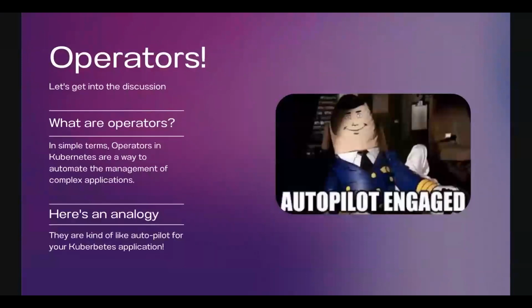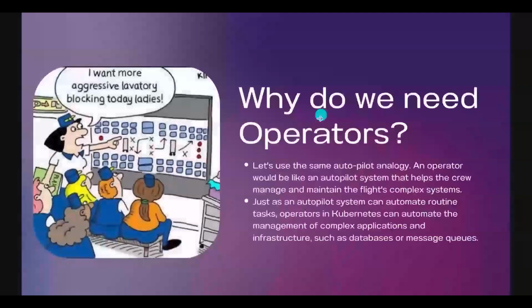So, why do we need operators? Let's keep using that autopilot analogy. Let's say you have a huge flight and you require an autopilot system to maintain your crew and your flight systems. I mean, you can't always depend on humans to run such huge complex systems. Sometimes you might not have the manpower that you need on hand. So, just as an autopilot for such a huge flight system, you need Kubernetes operators to switch from a manual to an automated mode.